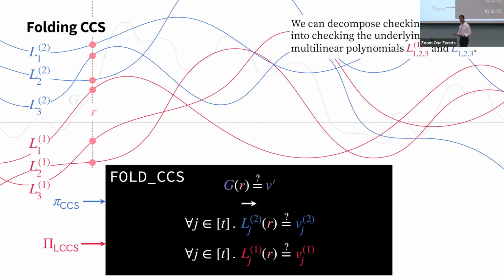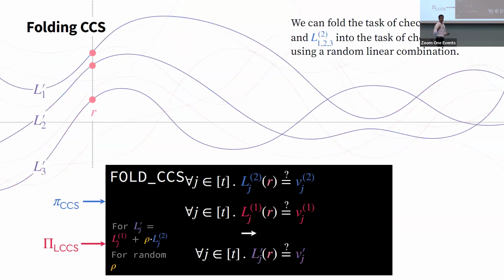So taking advantage of all of these facts, what we can do at this point is just take a random linear combination to reduce the question of checking these two sets of multilinear polynomials to the task of checking just a single set of multilinear polynomials on the same random point. So this is the core compression step internal to the folding scheme, okay?